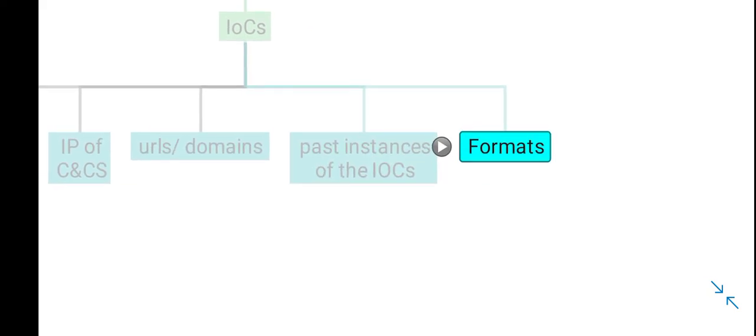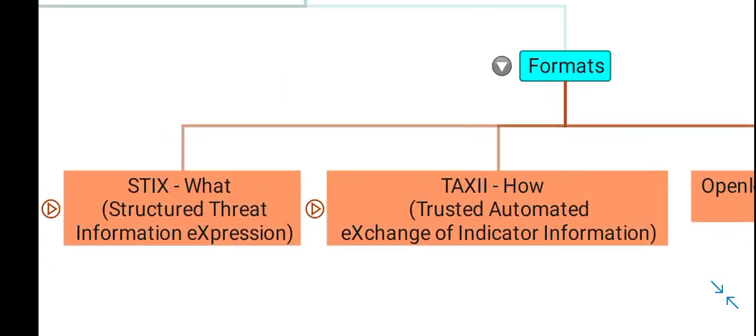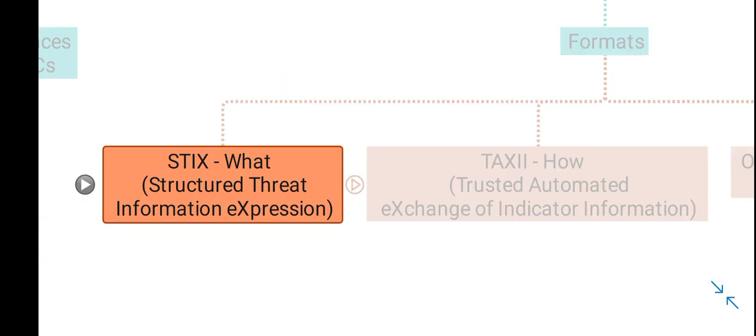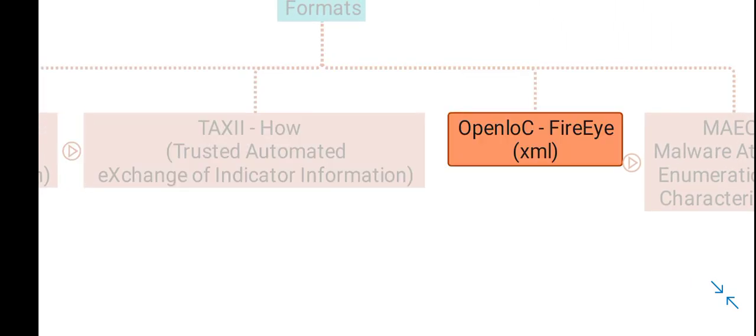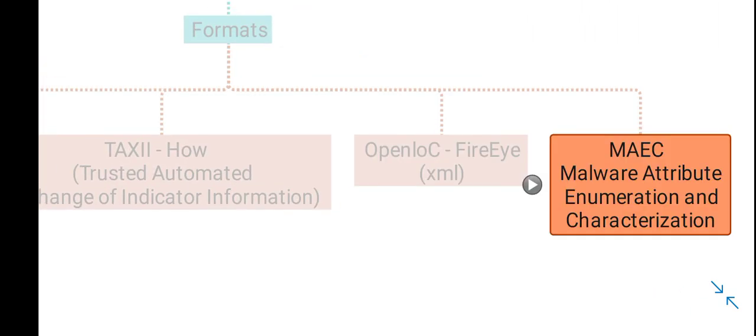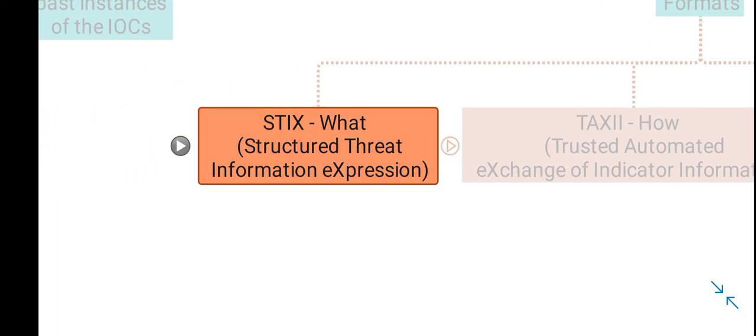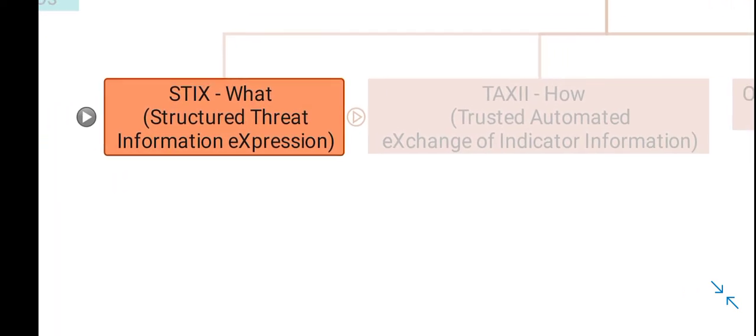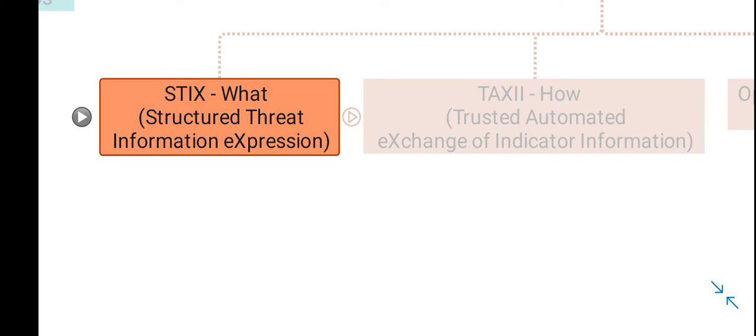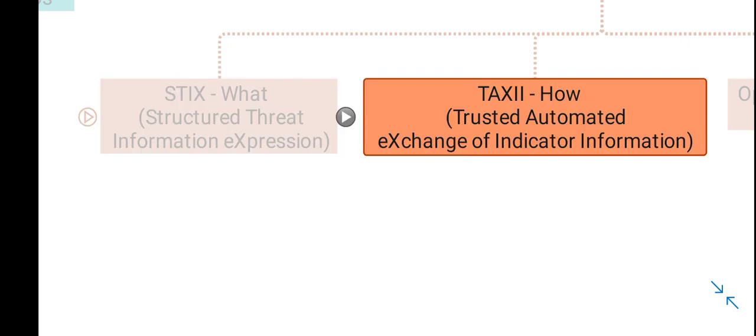Now there are certain formats through which the cyber threat intelligence IOCs are shared, and these formats are STIX, TAXII, OpenIOC, and MAEC. STIX defines what the cyber threat intelligence is, and TAXII defines how you have to exchange it.